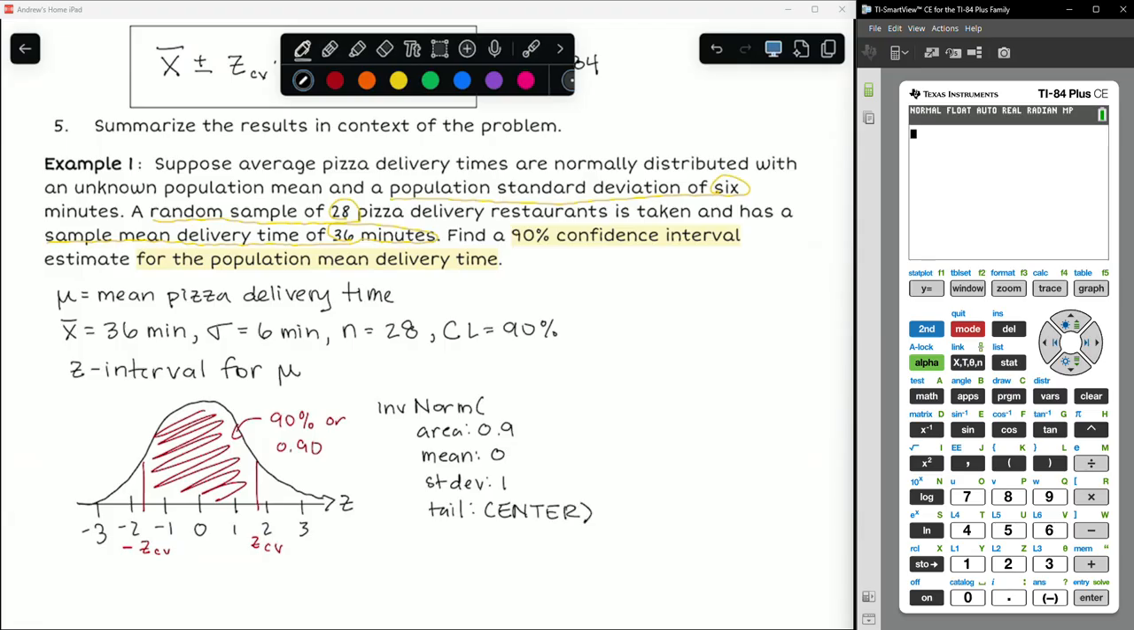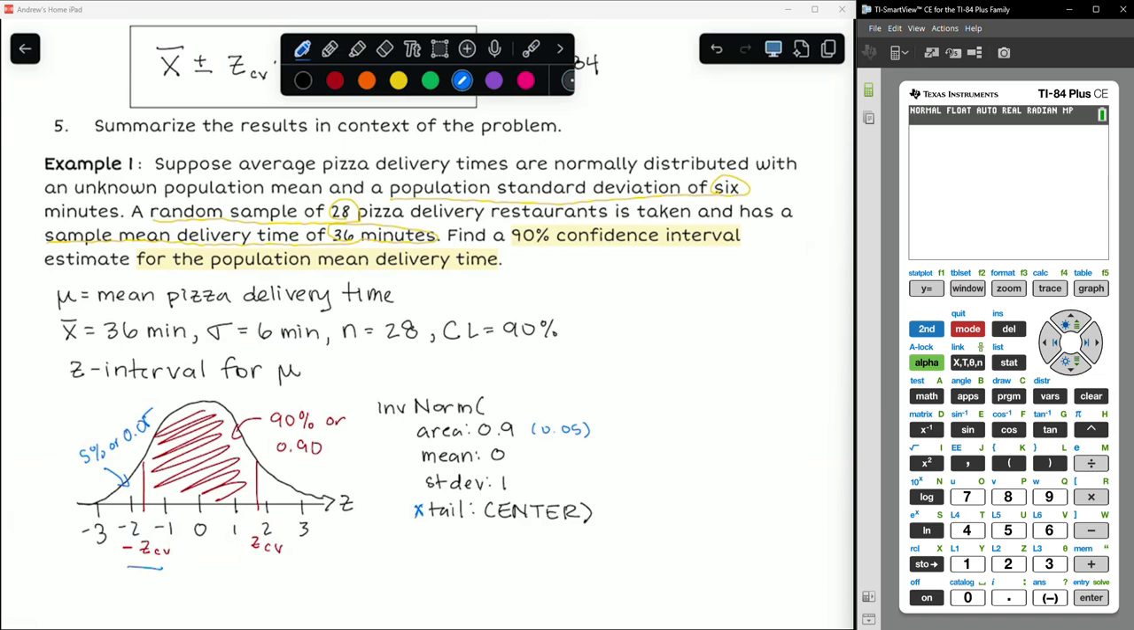If you are using an older model calculator that does not give you an option for tail, it only gives you area, mean, standard deviation, in that case, you need to give the area in the left tail. And in that case, if 90% is in the middle, I know that leaves me with 10% for the tails, and half of that goes in each tail, so this would be 5%, or 0.05. So if I'm missing the tail command, I'm going to do 0.05 for my area, and it's going to give me just the lower bound.